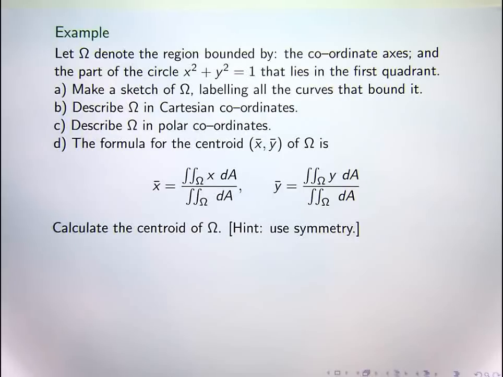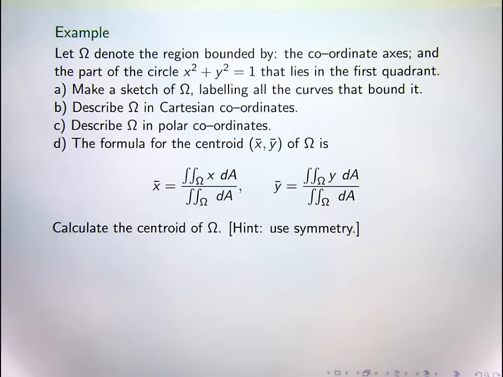Here we have a problem involving double integrals. We're given a region omega, a two-dimensional region that's bounded by the x-axis and the y-axis, and the part of the circle that lies in the first quadrant where x and y are both positive.